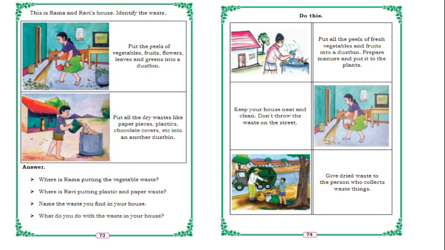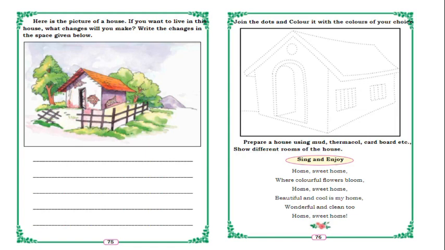And in the last picture, give dried waste to the person who collects waste things. Every day the persons will come to collect the waste things, isn't it? So whatever garbage we collect in the dustbin, we should give to them, the person who collects the waste things. We should not throw it on the road or street, or here and there nearby our house.